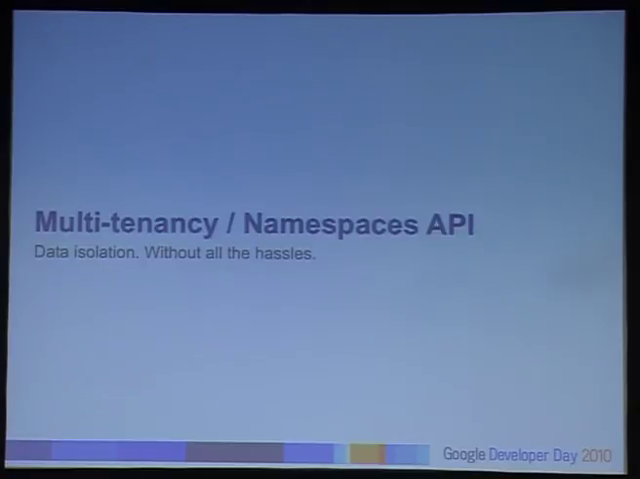But let's jump to the multi-tenancy or Namespaces API. What we aim to do is provide a way for you to have many tenants, many customers on your App Engine application without having you to worry so much about separating and isolating the data from your different customers.